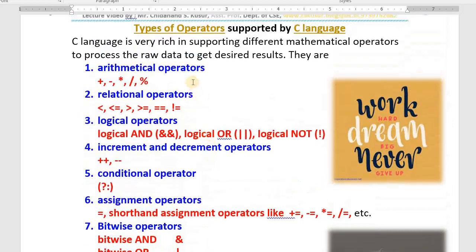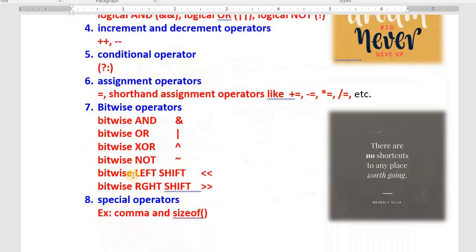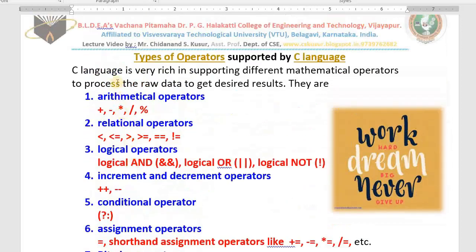First I teach you arithmetical operators, then relational, then logical, increment and decrement, conditional, assignment, bitwise, and special operators. Arithmetical operators perform arithmetical calculations: addition, subtraction, multiplication, division, mod. We use these operators.